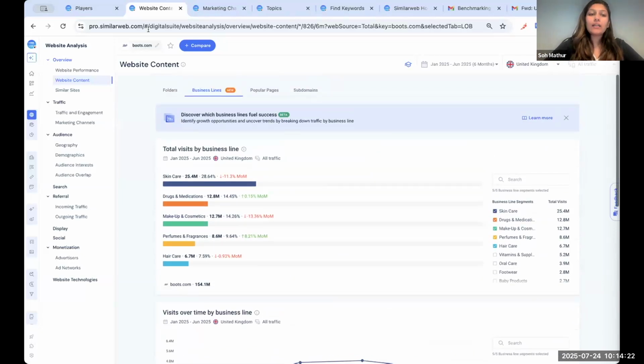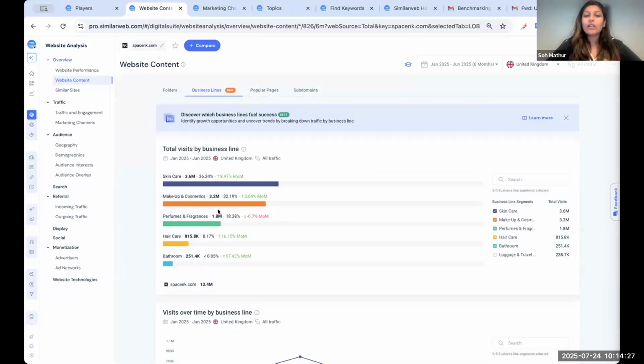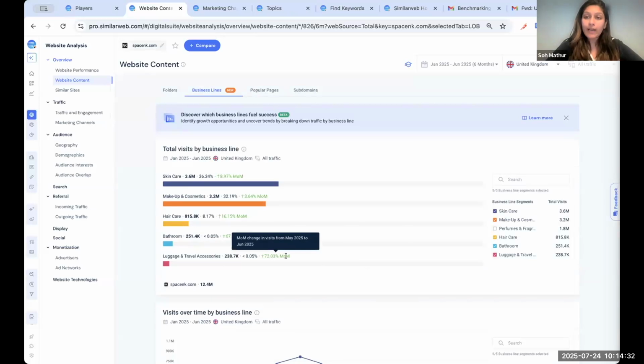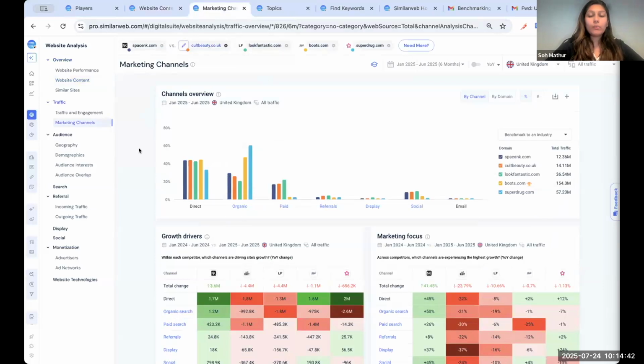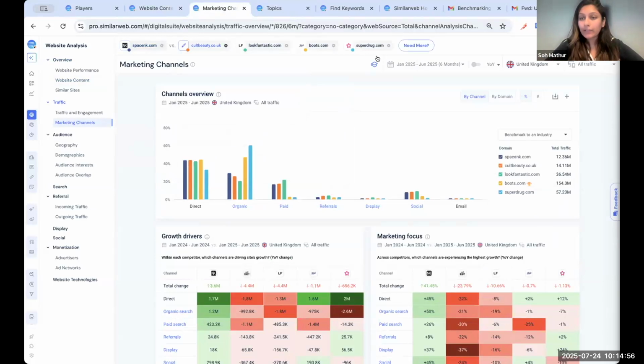Now, taking in line the previous story that we saw for Space NK, one of the things that we noticed was that the luggage and travel category was actually growing really fast. So that got me thinking in terms of what is actually driving that peak, right? That's when we jump into the marketing channels view. Now, the marketing channels report, for anyone who doesn't know, tells you where that traffic is coming from to the particular domain. So we've mapped out Space NK here as against some of their main competitors.